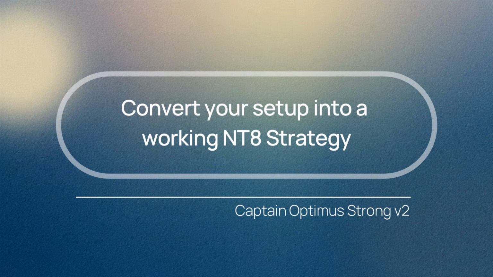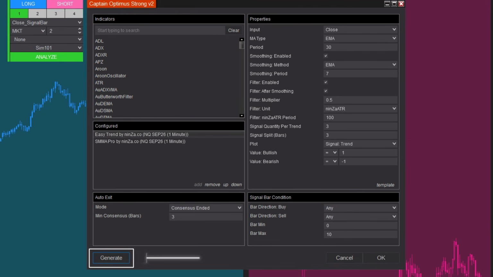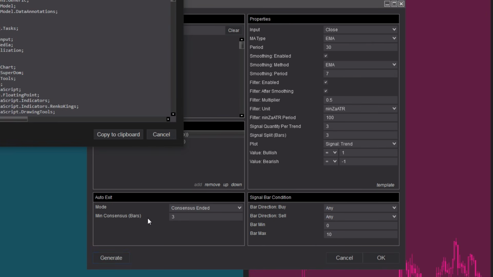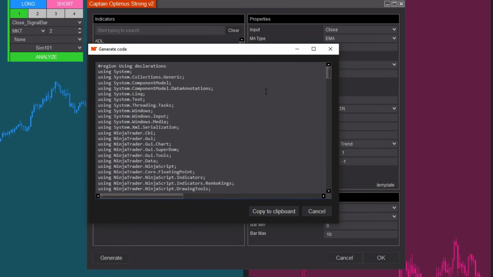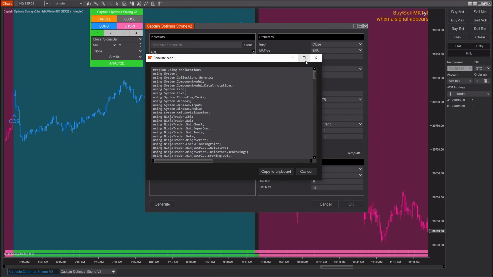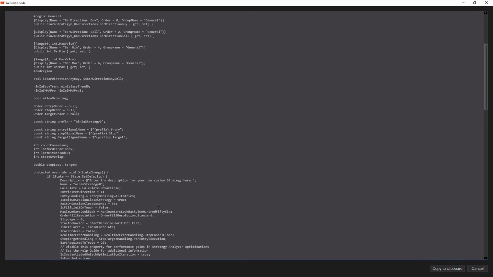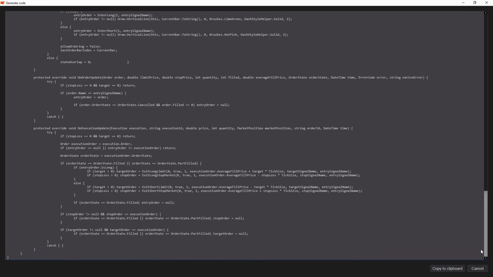Next is the Convert Your Setup into a working NT8 strategy feature. With this feature, after building your strategy inside Captain Optimus Strong, you can use generate code to let the system convert that setup into a complete strategy file. This means traders are not limited to running the setup in a semi-automated way. They can also bring the strategy into NT8 and use tools like Strategy Analyzer to backtest, review performance, and evaluate the strategy more clearly.